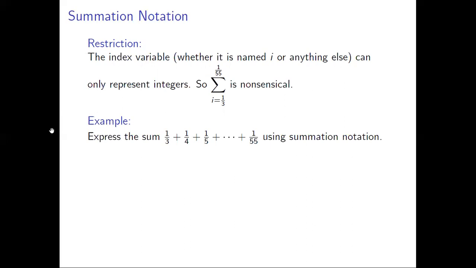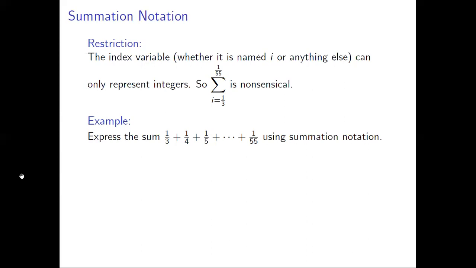Okay, example. Here's a sum, and we want to express it using summation notation. We know an incorrect answer, right? Because if we tried doing the sum from i equals 1/3 through 1/55, that would not be correct, because i can only be integers.